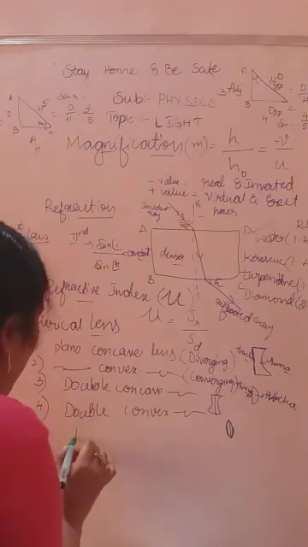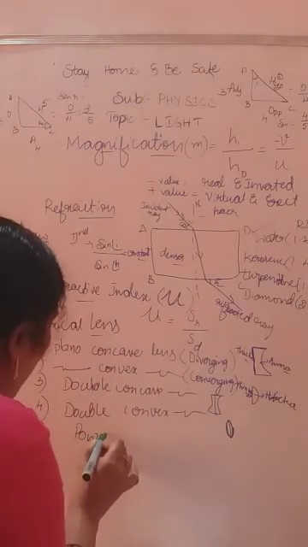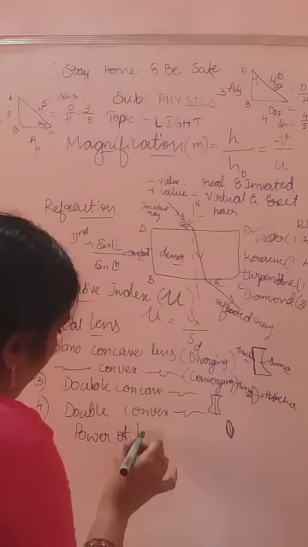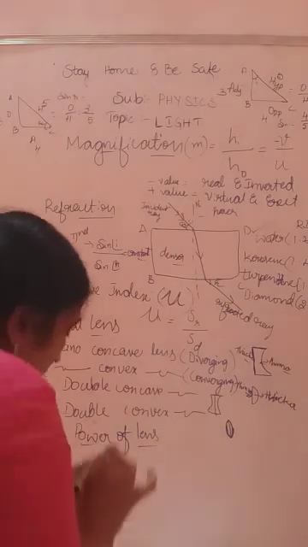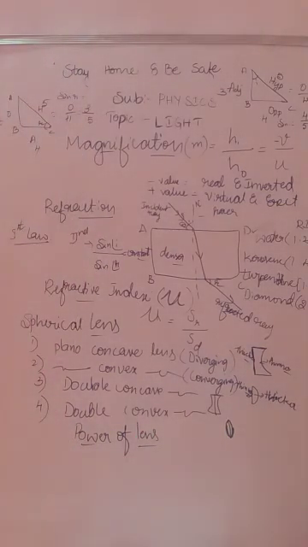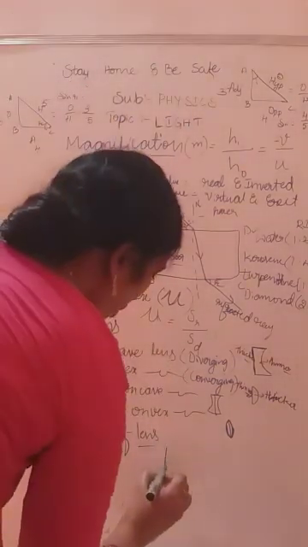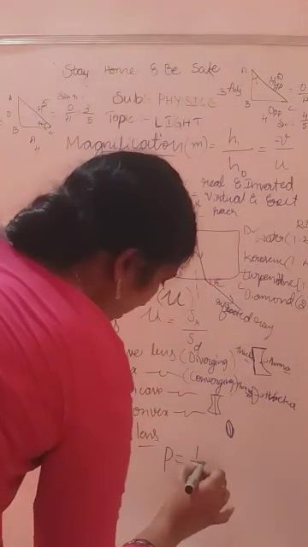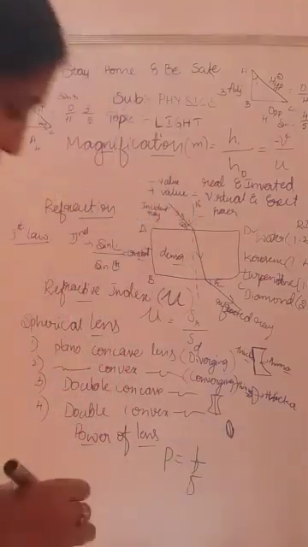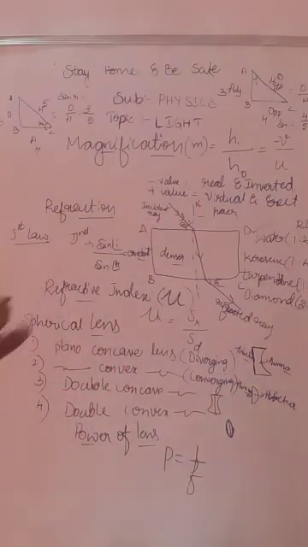Next we have to move to the last part, that is the power of lens. Very important this is, and almost based on this there will be the question. Power of lens. What is meant by power of lens? Actually, the reciprocal of the focal length. The reciprocal of the focal length is called the power of lens.